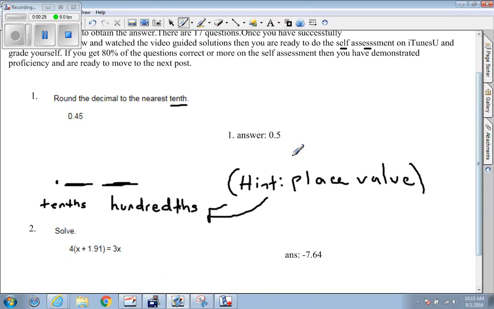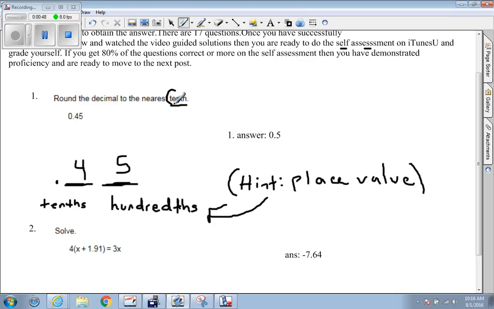So this is our rehearsal. Let's dive in. Round the decimal to the nearest tenth. Now you see I give you a hint here. Whenever you're rounding decimals, it's good to do the place value chart. And I'm going to place the number in here, 0.45. So you see the 4 is in the tenths spot and the 5 is in the hundredths spot.